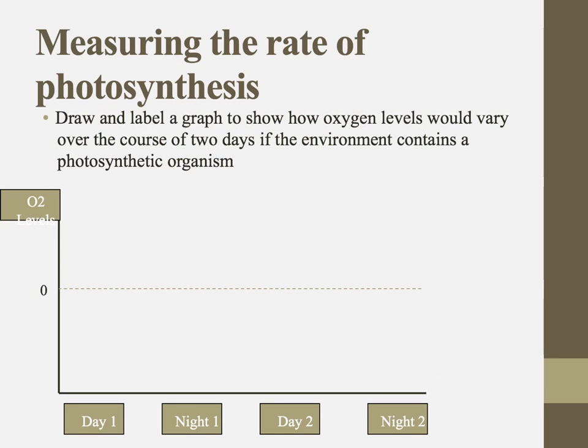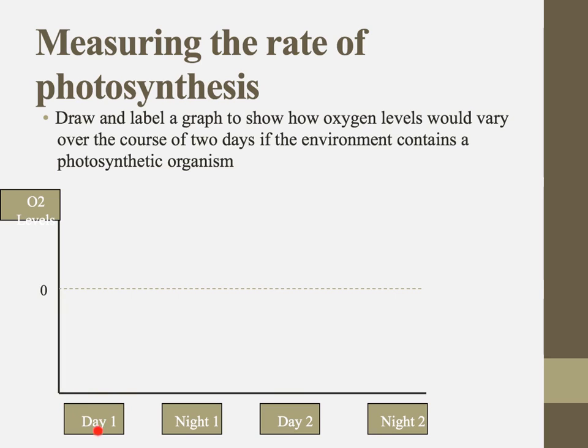Okay, so now we're going to take a look at how oxygen is affected over the course of a couple of days with a photosynthetic organism. So go ahead and work on maybe setting up a graph here. On our x-axis, we've got days and nights over the course of 2 days. And on the y-axis, those are oxygen levels. So we've got an arbitrary zero line here, meaning anything above here represents oxygen production, levels of oxygen going up, and anything below this line represents oxygen consumption, so oxygen levels going down.